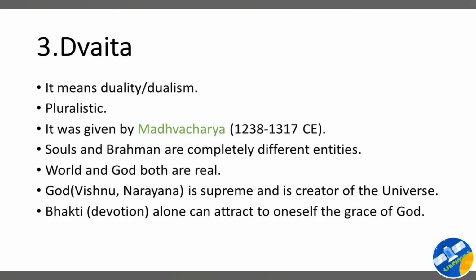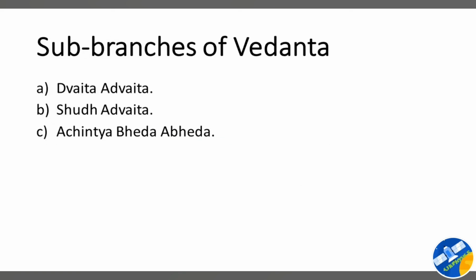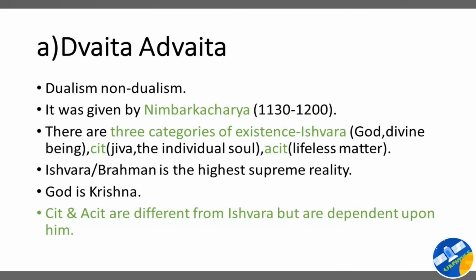Later on, some other branches of Vedanta emerge from these schools. Hence they are called the sub-branches of Vedanta. These are Dvait Advait, Shuddh Advait and Achinta Bheda Abheda. Let us understand them one by one. Dvait Advait, which means dualism, non-dualism.